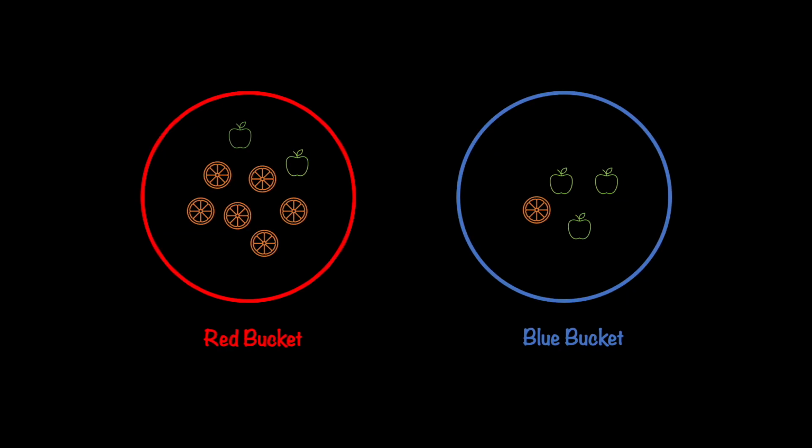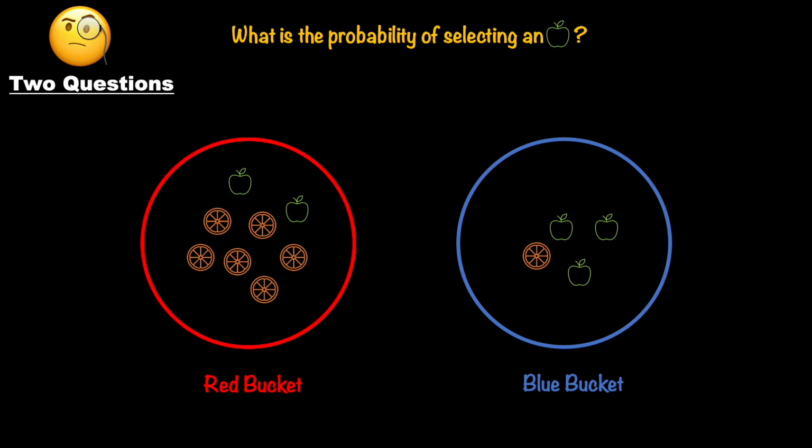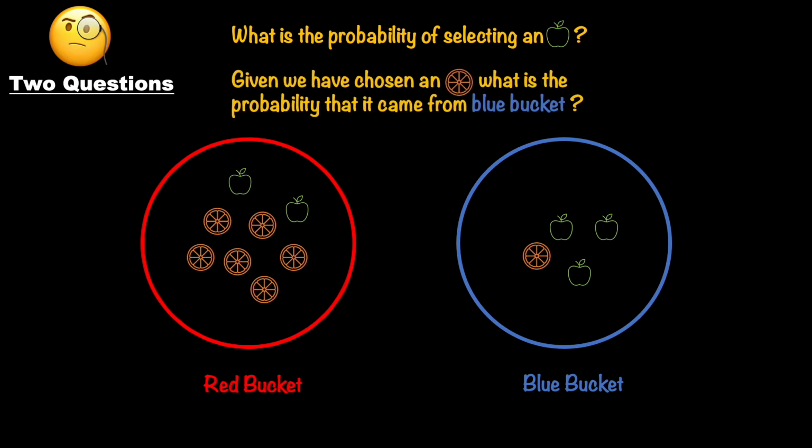I start with a brief description of the problem we will end up solving after learning the required concepts and techniques. Essentially, we have here two buckets with fruits in them. One bucket is of color red and the other is blue. The fruits are of two types, orange and apple. And we will answer two questions towards the end of this tutorial. The first one is to compute the probability of selecting an apple. And the second is to get the conditional probability of the blue bucket given we have picked an orange.